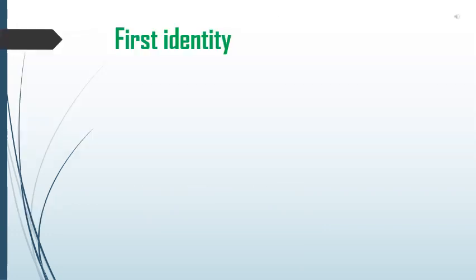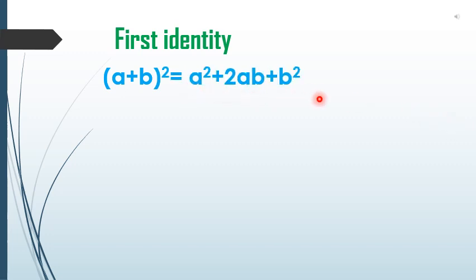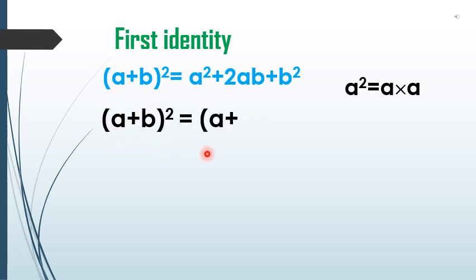First formula: (a plus b) whole square is equal to a square plus 2ab plus b square. We can write a square is equal to a into a, right? In a similar way, we can write (a plus b) whole square is equal to (a plus b) into (a plus b). After this, you already know how to multiply binomial by binomial, right?